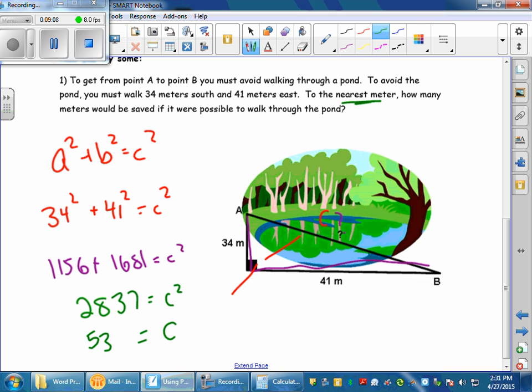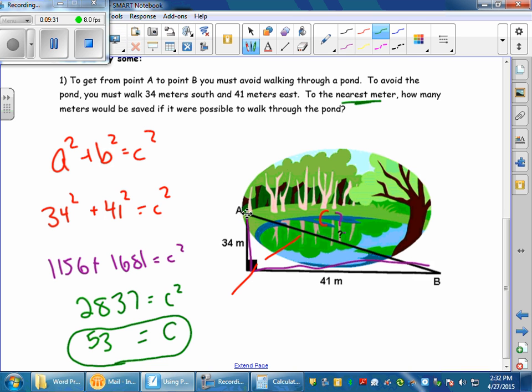But it wants it to the nearest meter, so let's call it 53. And let me get back to what I was saying before. So I'm sure a lot of you guys have this. Now, if this question asked, how far would it be to walk through the pond, we would have answered this question. But it says, how many meters would be saved if it were possible to walk through the pond? So it was 53 meters from there to there.